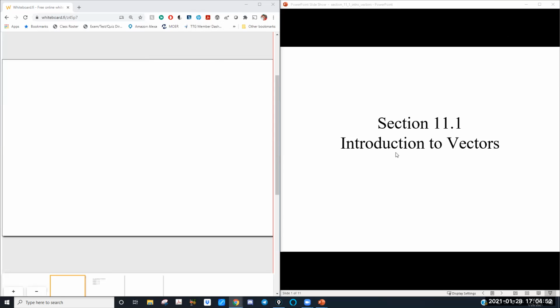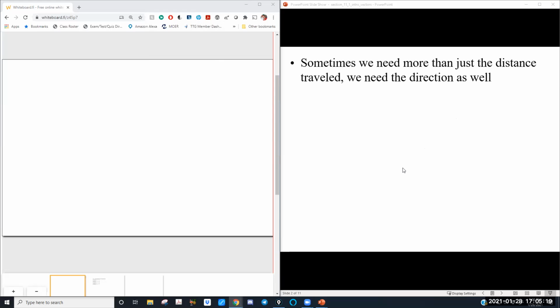So 11.1, we're getting a basic introduction to vectors. Let's just talk about what a vector is. A lot of you have probably seen vectors in a physics course or maybe a Calc 2 course, so they're not brand new. This introductory stuff may seem repetitive, but it's going to be good. Vectors are great for organizing information, and when we do the calculus with it, it's going to be really nice as well.